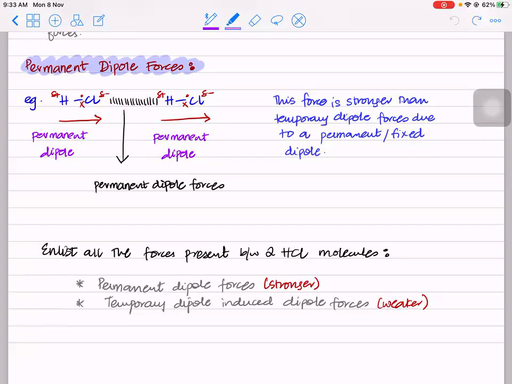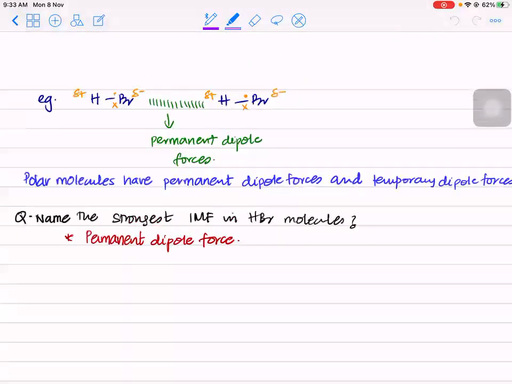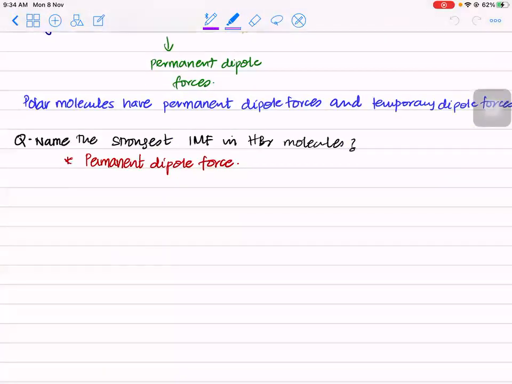These are stronger forces. If they ask you which type of forces you will find between HCl molecules, you will say permanent dipole forces and temporary dipole forces, because temporary dipole forces are found in all molecules. Which, however, is the stronger one? The stronger one is permanent dipole force. Clear? Likewise, in HBr also we have permanent dipole forces. Now, if they ask you to suggest the strongest intermolecular force in HBr, again that would be permanent dipole force.